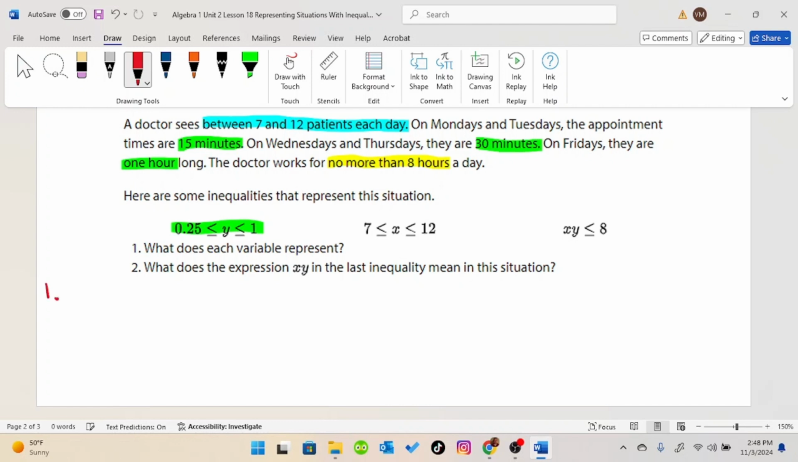So for number 1, y equals time of the appointments.